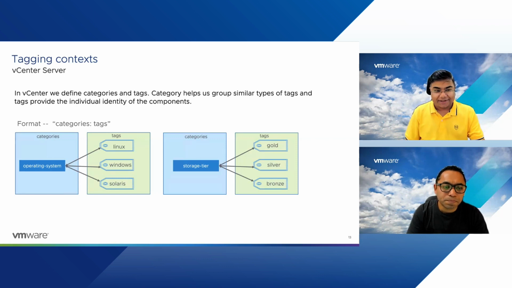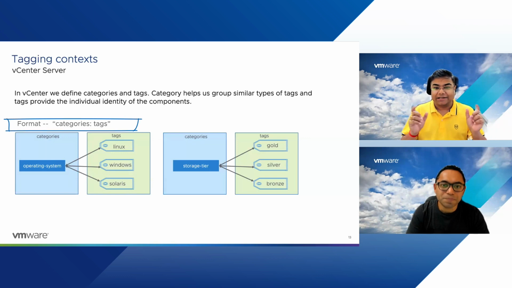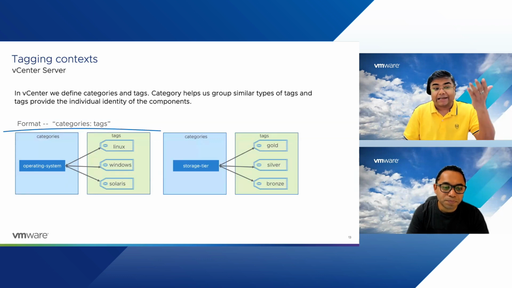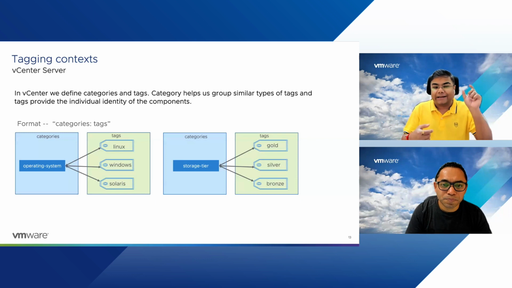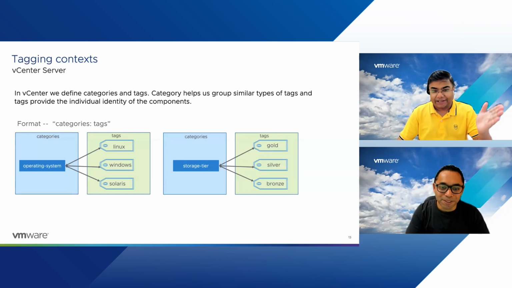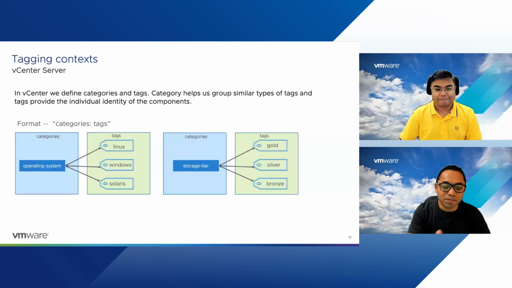In vCenter Server, the basic format is still key and value. That remains the same, it's just called differently. In vCenter, we call them categories and tags. Instead of key and value, we say categories and tags. For example, you have a category such as operating system, and tags can be Linux, Windows, Solaris. The same goes for storage tier: gold, silver, bronze. So in vCenter we create categories and we create tags. Same thing, key and value. The key is called the category and the value is called the tag.